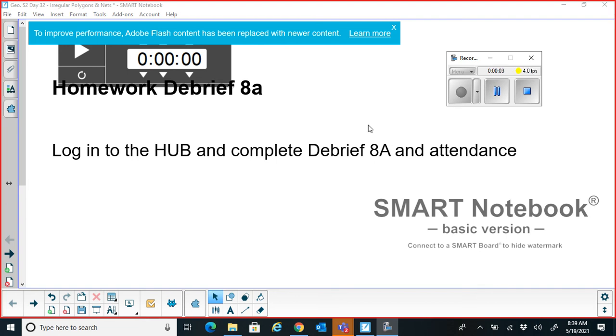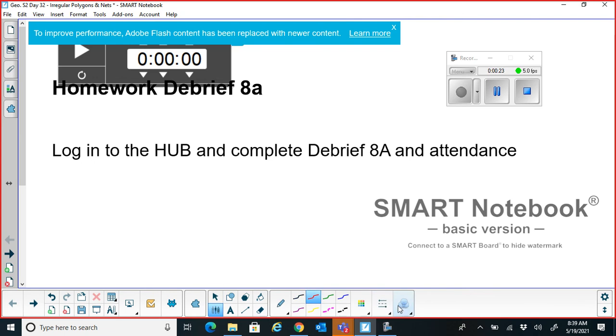In the previous class, we were discussing areas of oblique triangles. We were left with a couple of problems there. I had not discussed one of the formulas, so I'll discuss that particular formula and move on to today's topic, that is irregular polygons and nets.